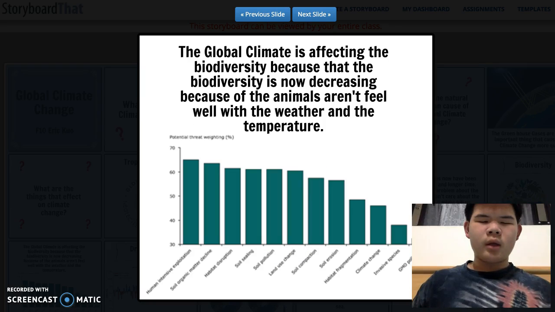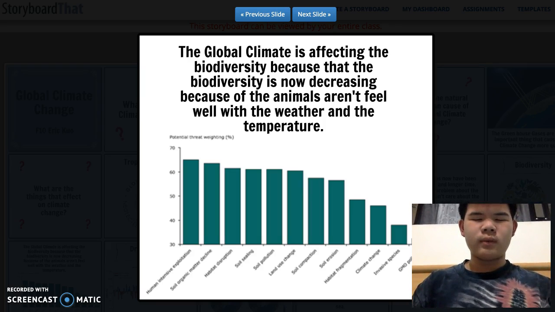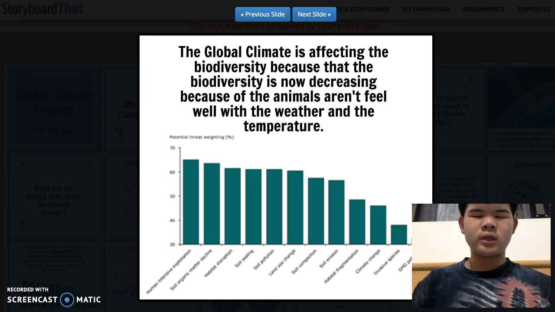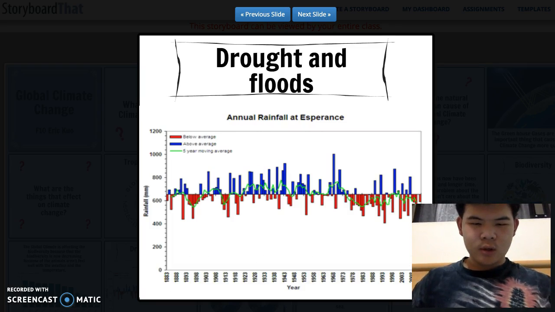Biodiversity. Global climate change is affecting biodiversity, because biodiversity is now decreasing, and the animals aren't feeling well with the weather and the temperature.